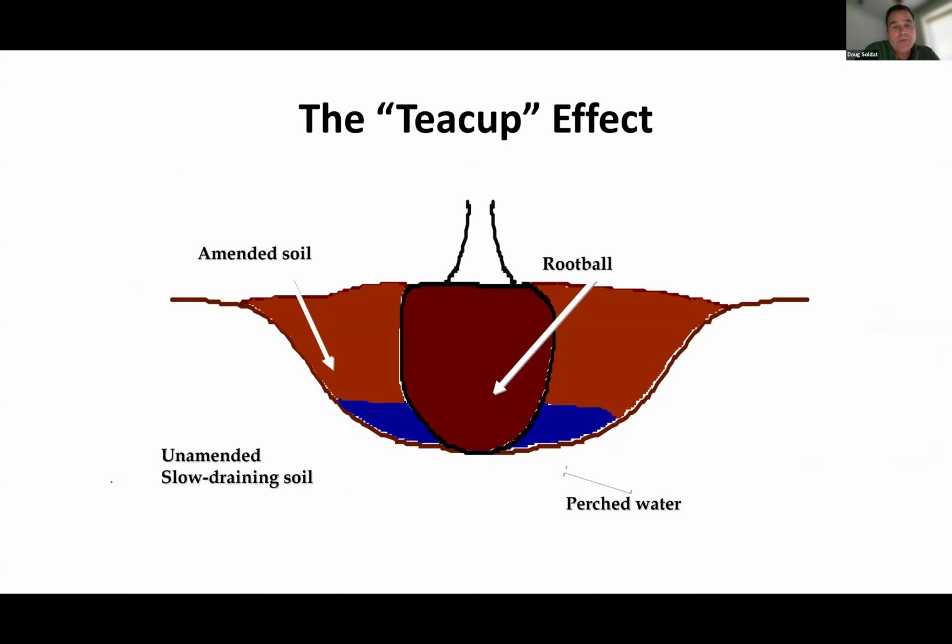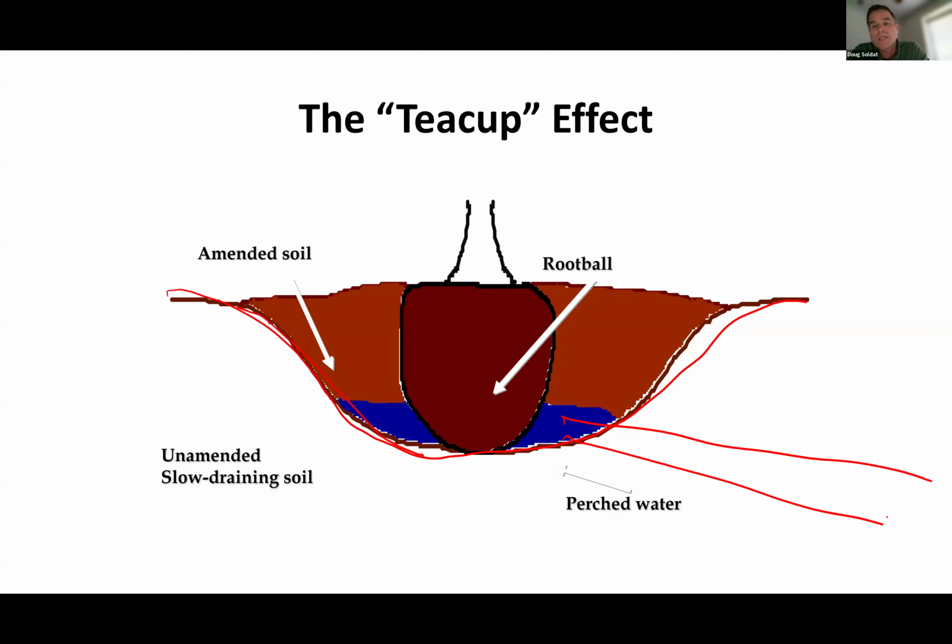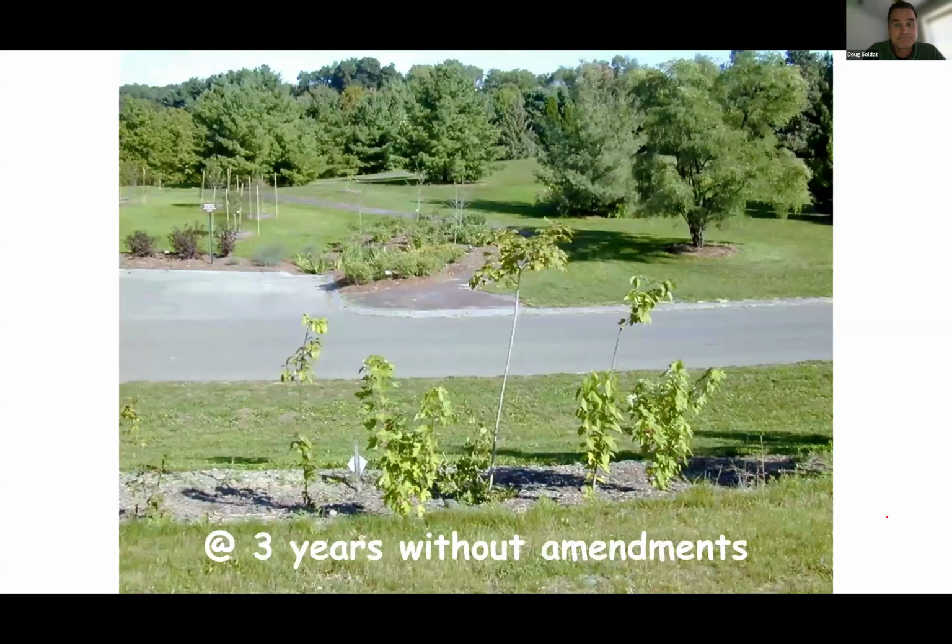So this is the teacup effect, where you maybe have a compacted clay soil, and then we dug out the soil, we amended it, we improved the properties, we dropped that tree in there, but the water's just going to sit like here in a teacup. So if this was the case, we'd want to make sure that we had maybe a French drain, or some way for that water to escape, so we don't just end up with a dead tree.